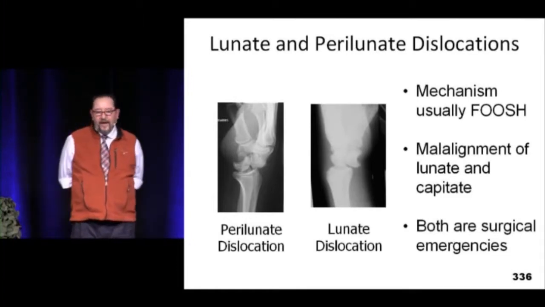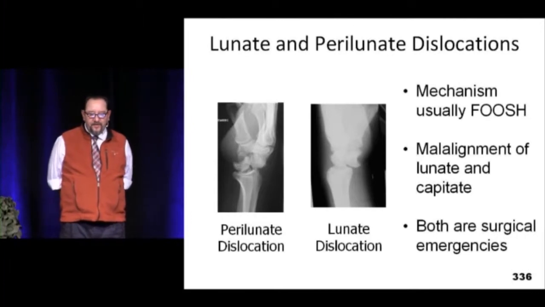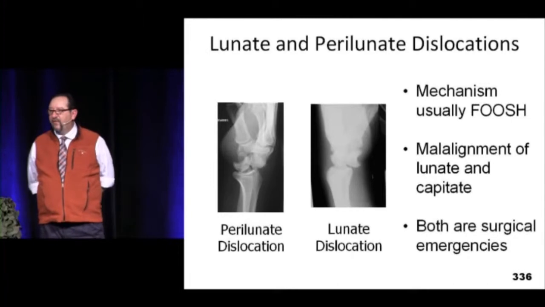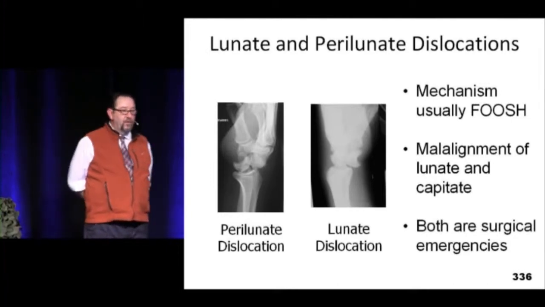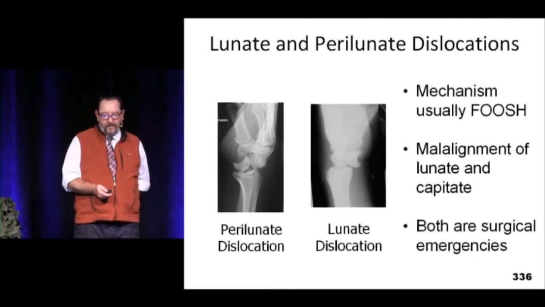And then we have the lunate and the perilunate dislocations, almost always a FOOSH. These are bad injuries. Both are surgical. You know, it says emergencies. I'll say quasi-emergencies. These are dislocations, so you want to get them back soon, which means usually admission and orthopedic involvement.